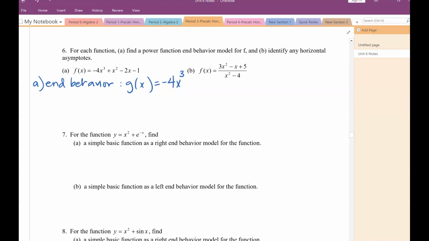This is a polynomial. So does it have any asymptote? Do we have any horizontal asymptote for polynomials? No. So this one, no HAs. Okay.